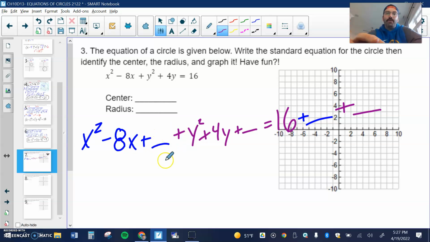All right? Now, why do I have to write the blanks on both the left side and the right side? Well, whatever I put in the blank on the left, I have to also add to the right. What I do to one side, I have to do the other. That's something you've been taught in algebra for a long time. Okay? So that stays true. We've got to keep it balanced.